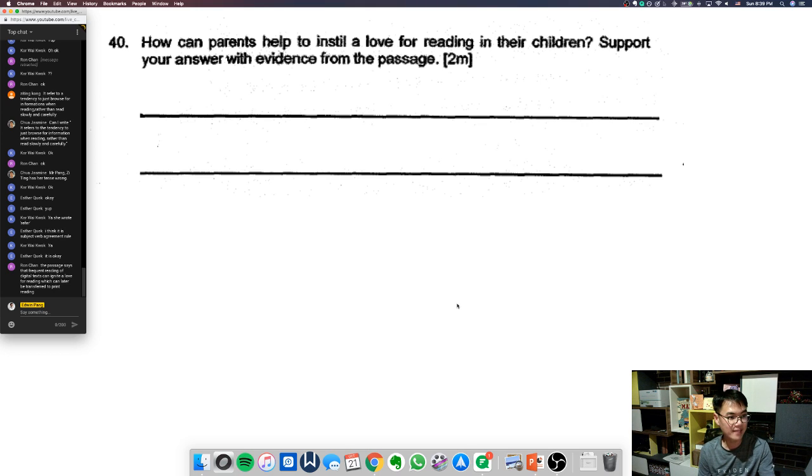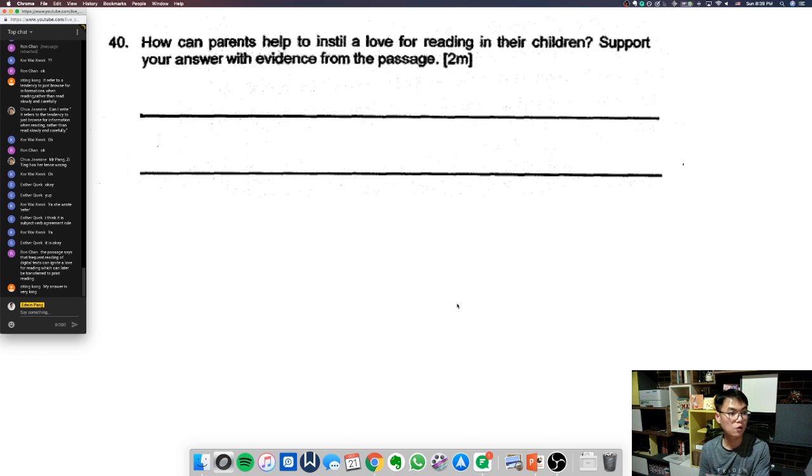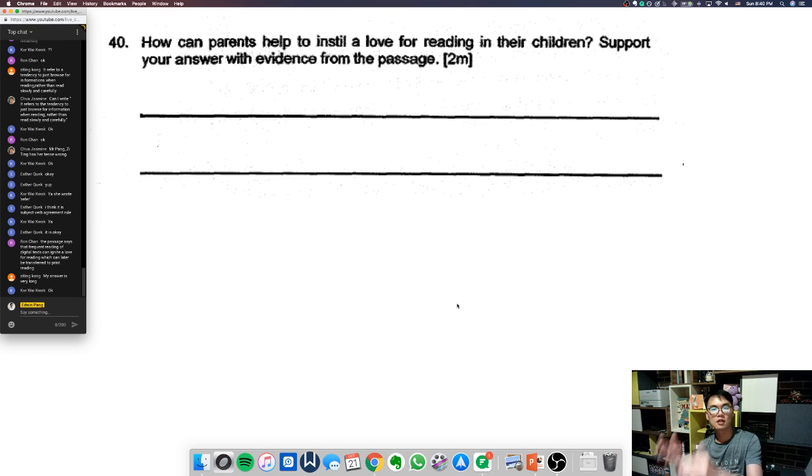So your answer, the passage says that frequent reading, doesn't answer the question. Genesis, there's a pattern here. You're not really answering the question. So always remember, use the question to answer itself. How can parents help to instill a love? Parents can help to instill a love for reading by doing something. Try not to use "the passage says," because I'm not asking you what the passage said. I'm asking you how can parents help. So, parents can help by.